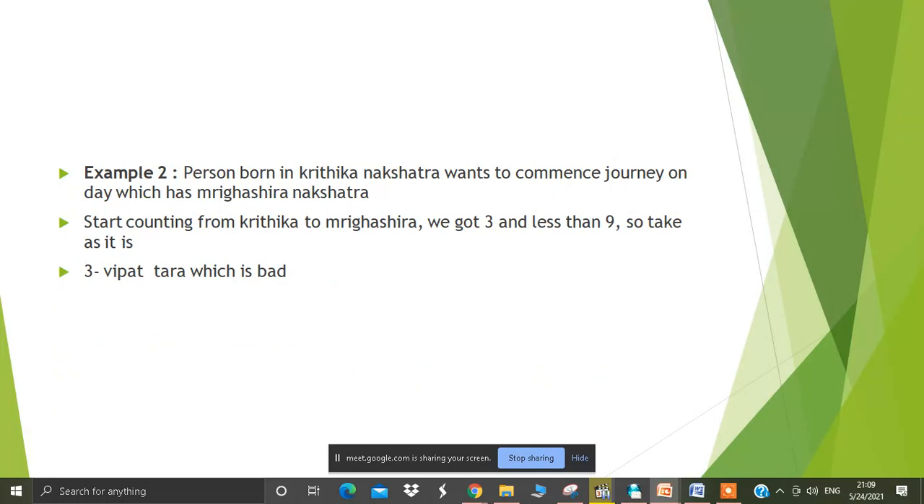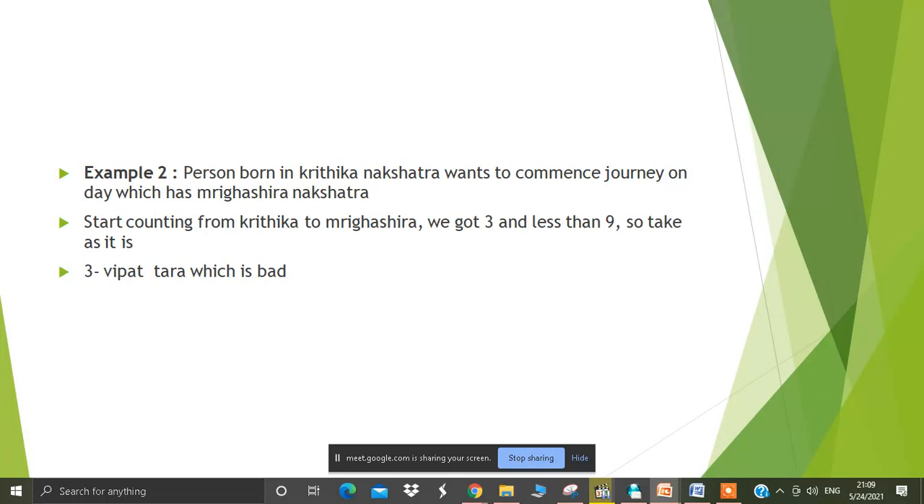Sir, the last example once, just tell, sir. Explain. Which one? That Kritika Mrigashira one. See, for a person born in Kritika, a day which is Mrigashira, Chitta or Dhanishta will be Vipattara. So it is better he doesn't do any good or auspicious work or take any journey on that day.